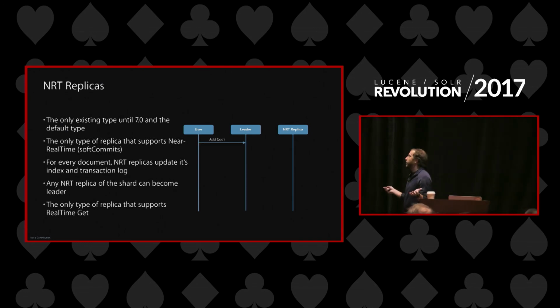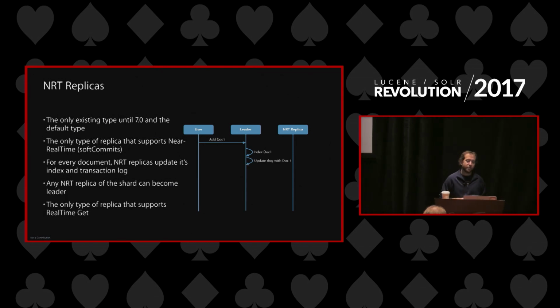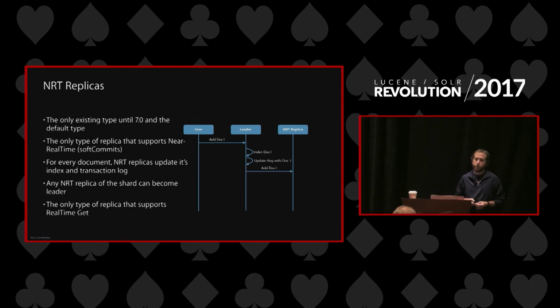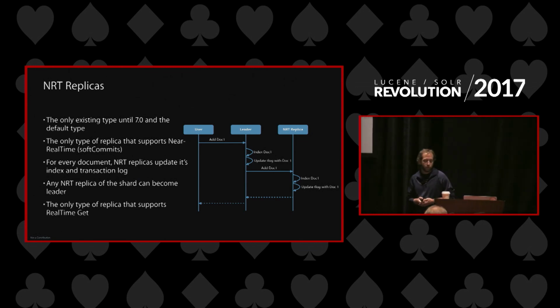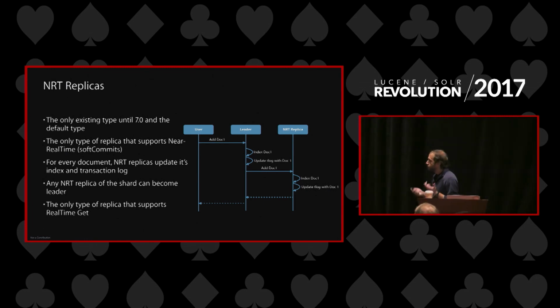So what I was saying before, the user adds a document, the leader gets it. For now, let's not think about what type of replica the leader is. Let's just think about the replica on the right. So the leader will index locally. It will update its transaction log, and then it will send the document to all the replicas, all the followers in that shard, right? The replica will index locally, update the transaction log, respond to the leader, and the leader will acknowledge the update to the user. So this type of replica supports everything that SolrCloud supports until now. It supports near real-time with soft commits. It supports real-time get. Any replica that's near real-time can become a leader. Yeah, so again, this is the type of replica that exists. It's not a new type.